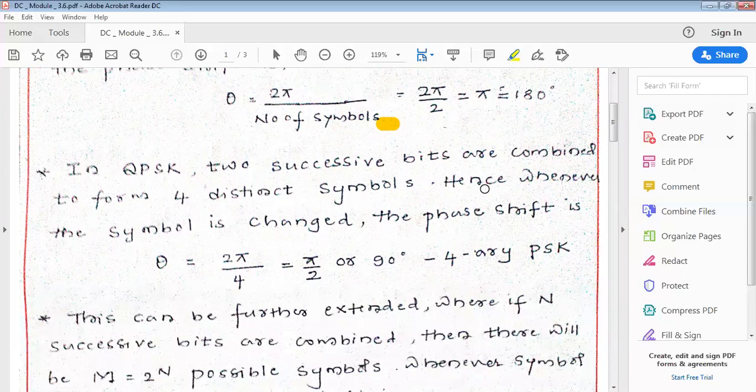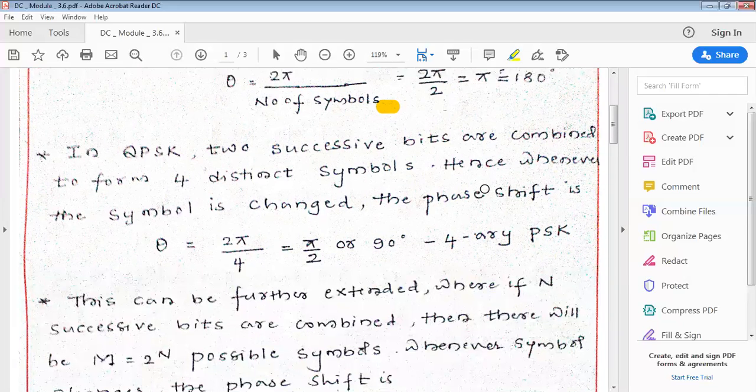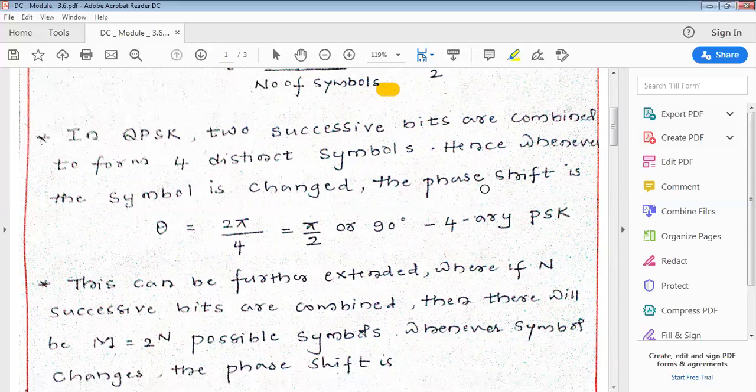Similarly, after that we discussed one more modulation technique, an improvement over BPSK, that is QPSK. In QPSK, we transmitted two successive bits in combined form to form four distinct symbols. Hence, whenever the symbol changes, the phase shift which we get is theta equal to 2 pi divided by 4, where 4 is the number of distinct symbols such as 00, 01, 10 and 11. So 2 twos are 4, so you will get pi by 2.